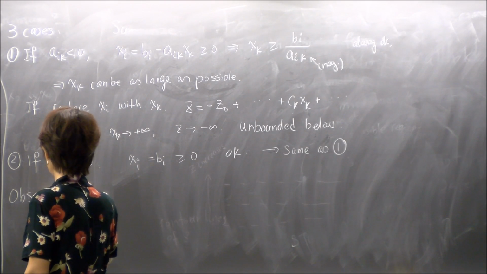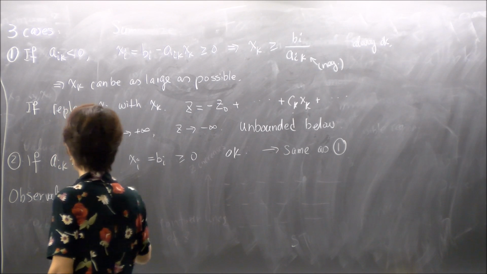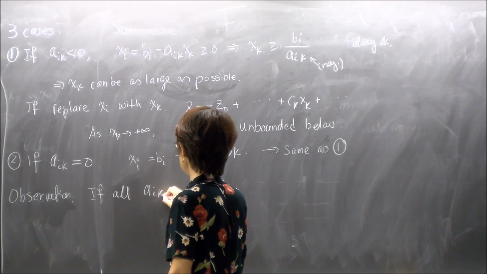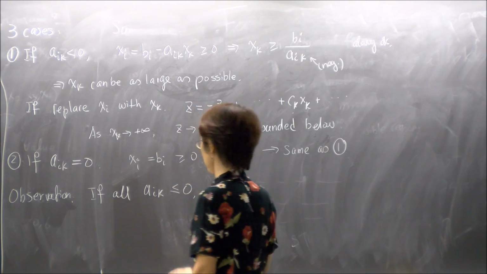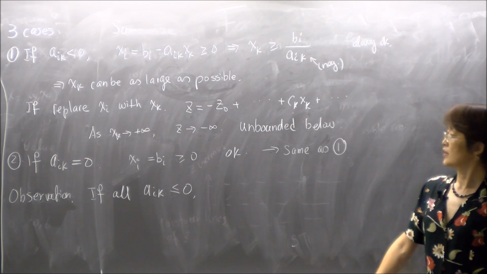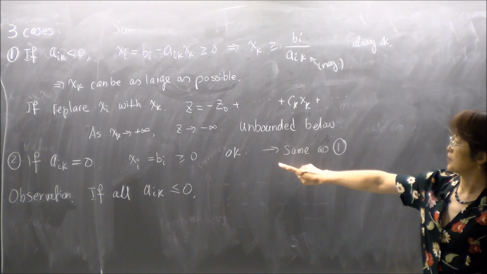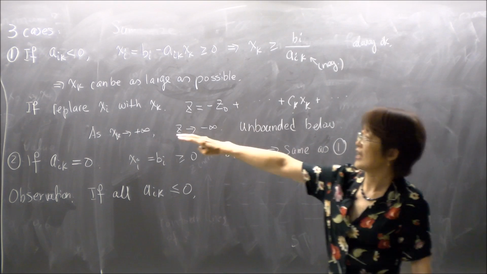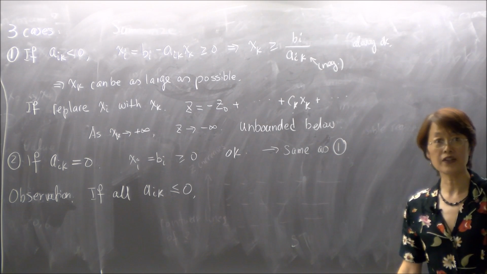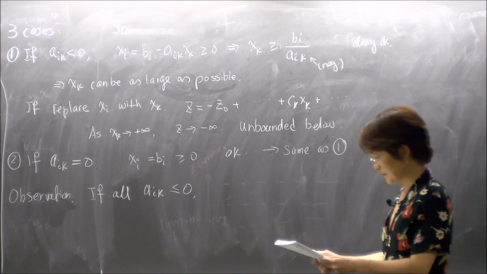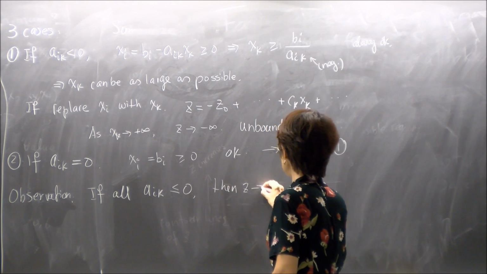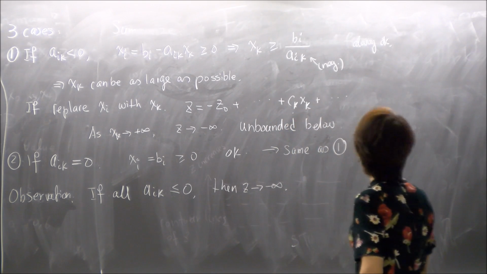So, observation. If all of these a_ik is less than or equal to 0, what happens to the minimum? Well, then you can just make this x_k as large as you want and drive the z to negative infinity. Is that right? Do you see that? z will go to negative infinity, and it will be unbounded from below.